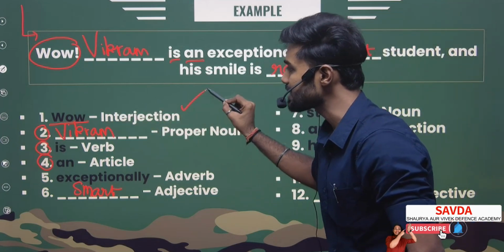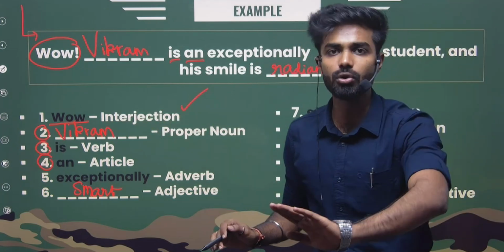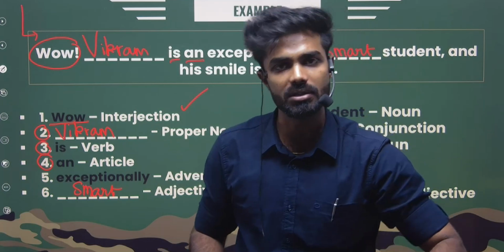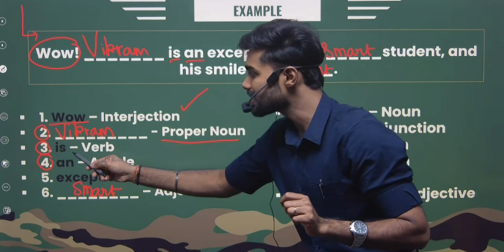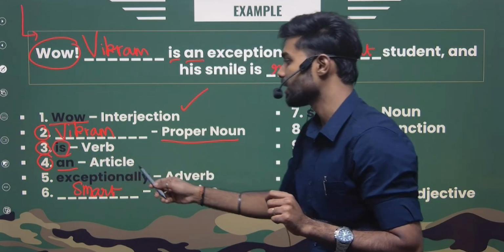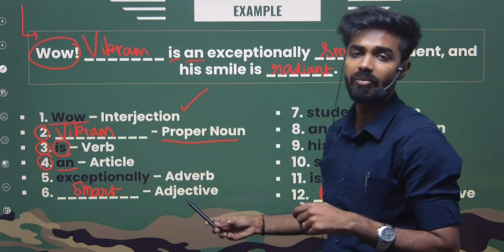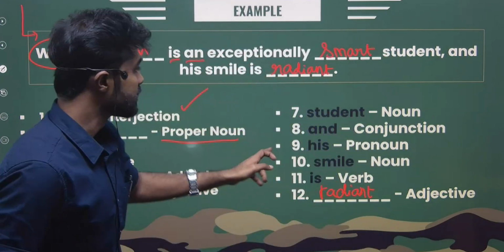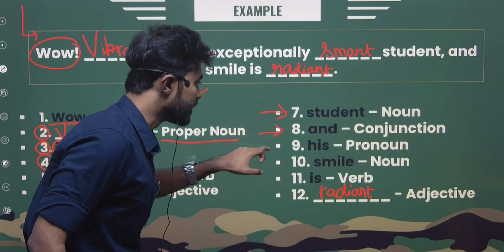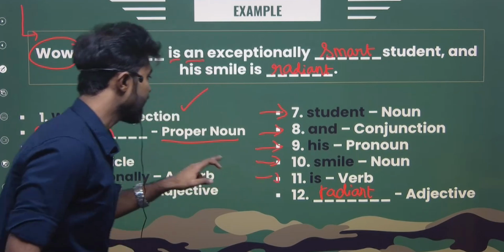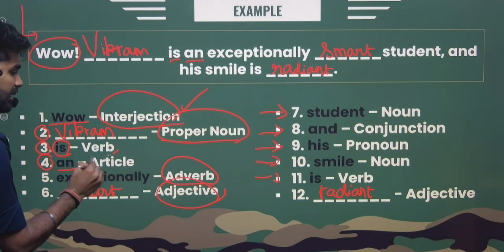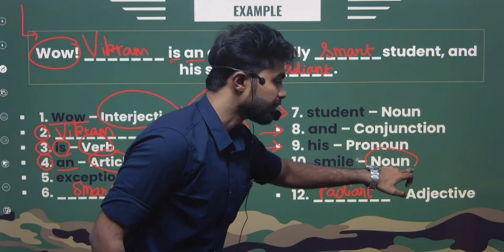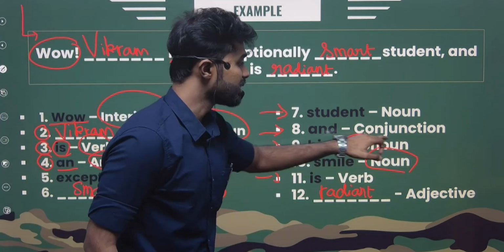Alright, just pay attention here. Wow is called an interjection. Alright, you don't have to know what an interjection is right now. I'll be teaching you later. Just try to follow me, okay? Vikram means proper noun. Is is a verb. An is an article. Exceptionally is an adverb. Smart is an adjective. Clear? Like that, we have decoded every word here, and every word will have a name or role to perform. For example, smile. Smile is a noun. His is a pronoun.